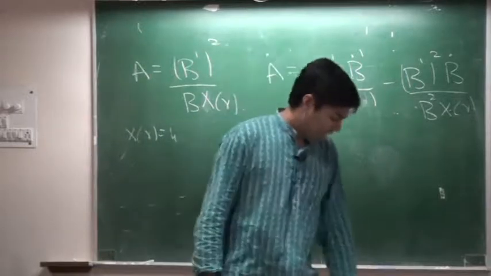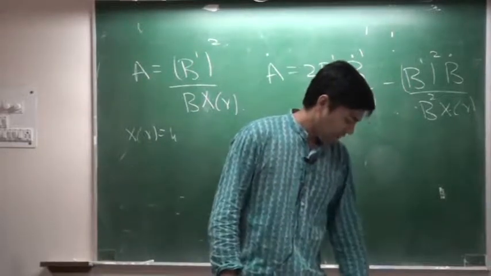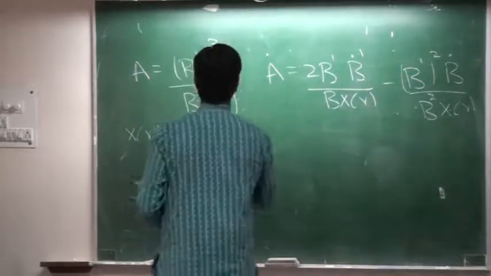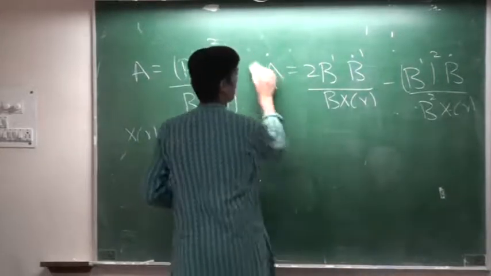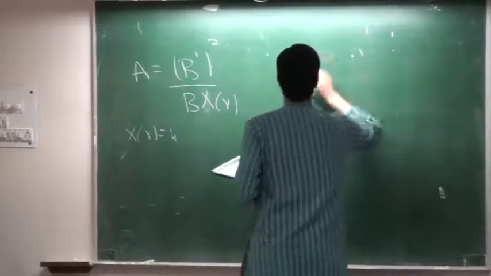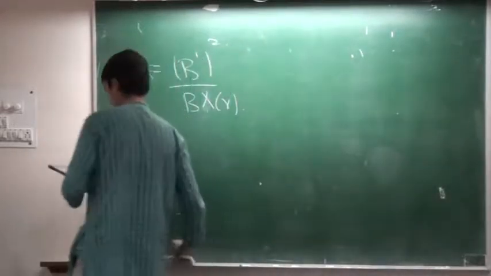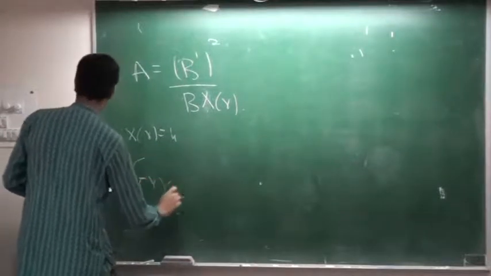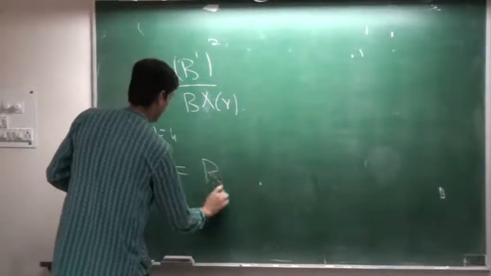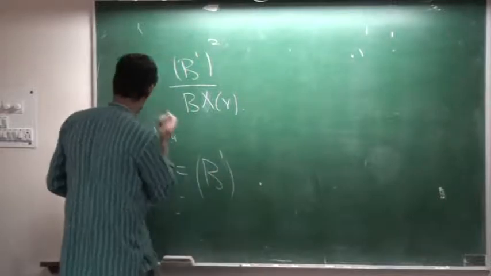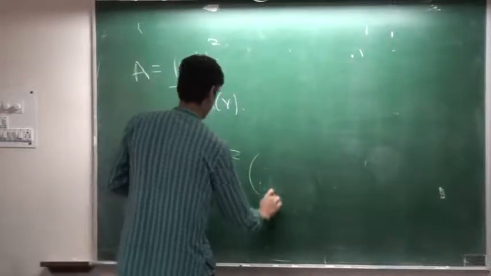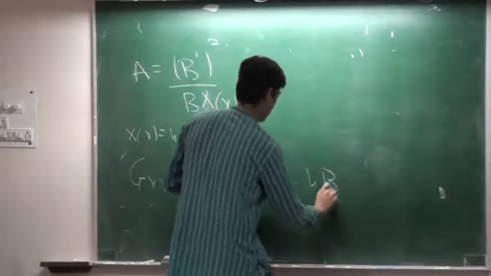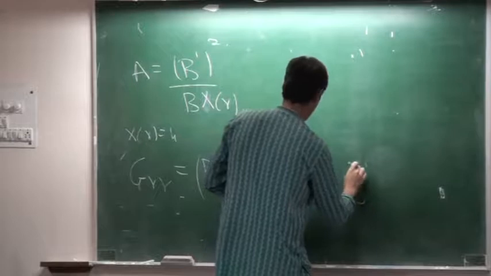Okay, so let's say we do this. Then the other components of the Einstein tensor with this choice become simple. Let's work out GRR. It becomes B prime squared B dot minus 4 B double dot.